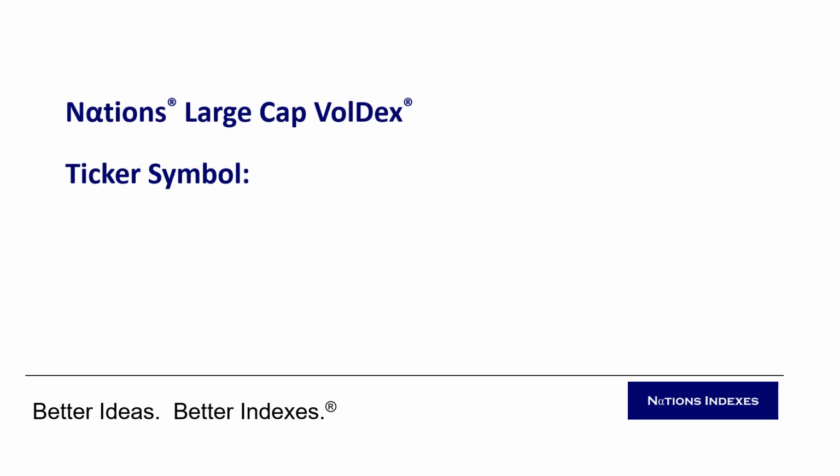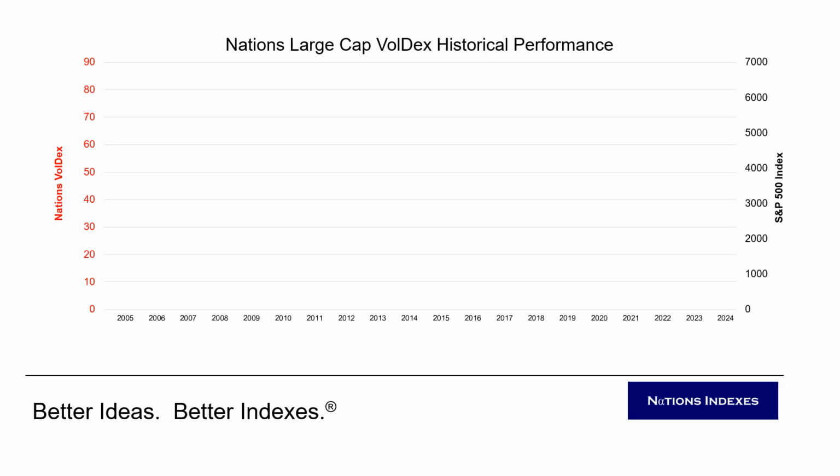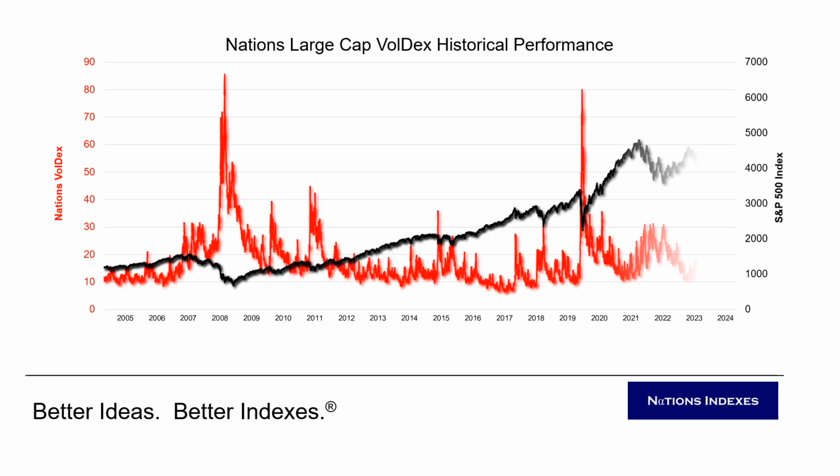While all our indexes are available by subscription at nationsindexes.com, Large Cap VolDex is available in real time from most outlets. The ticker symbol is VOLI. VOLI has been providing insight since 2014, and VOLI's history goes back to 2005, meaning it covers bull markets and horrible sell-offs, so it provides context across a number of market regimes. VolDex can help you take advantage of our unique insight.